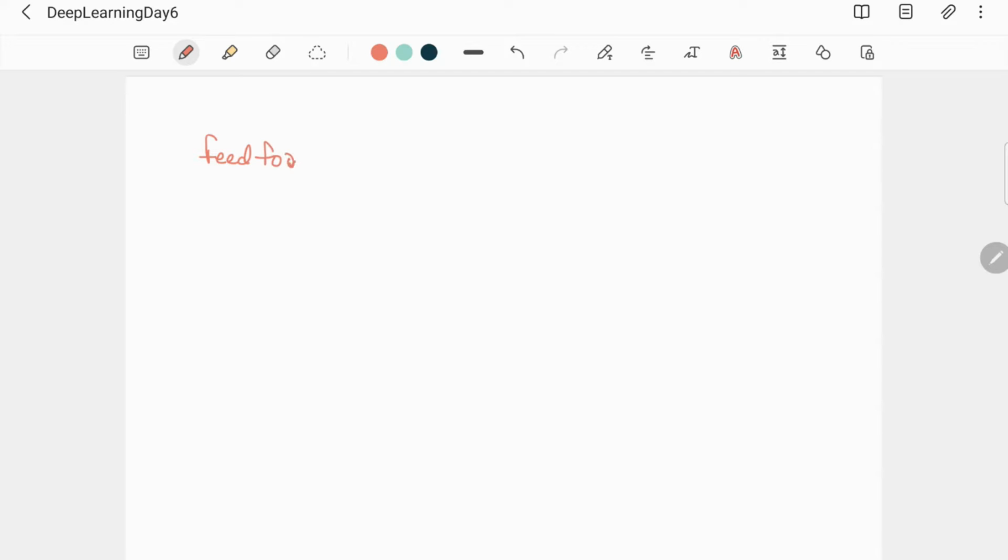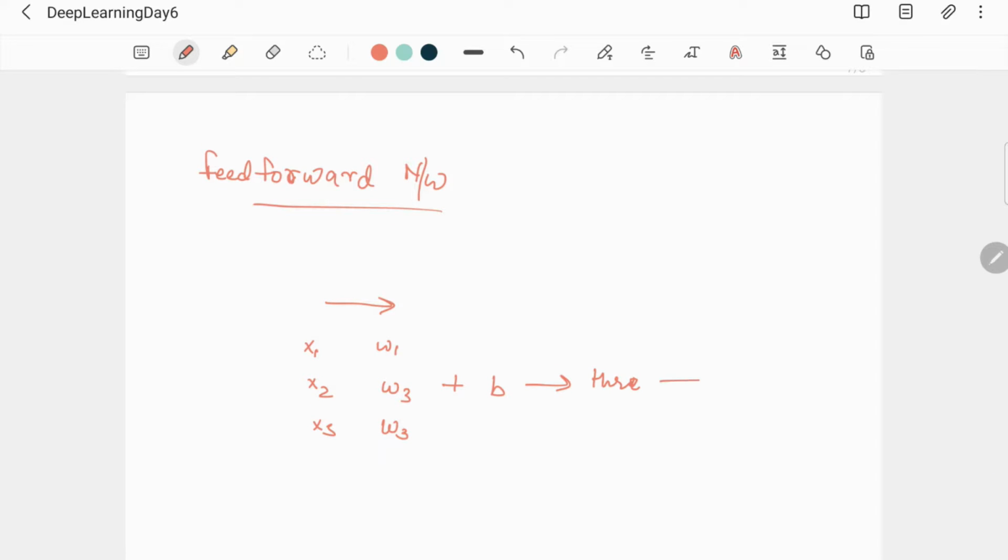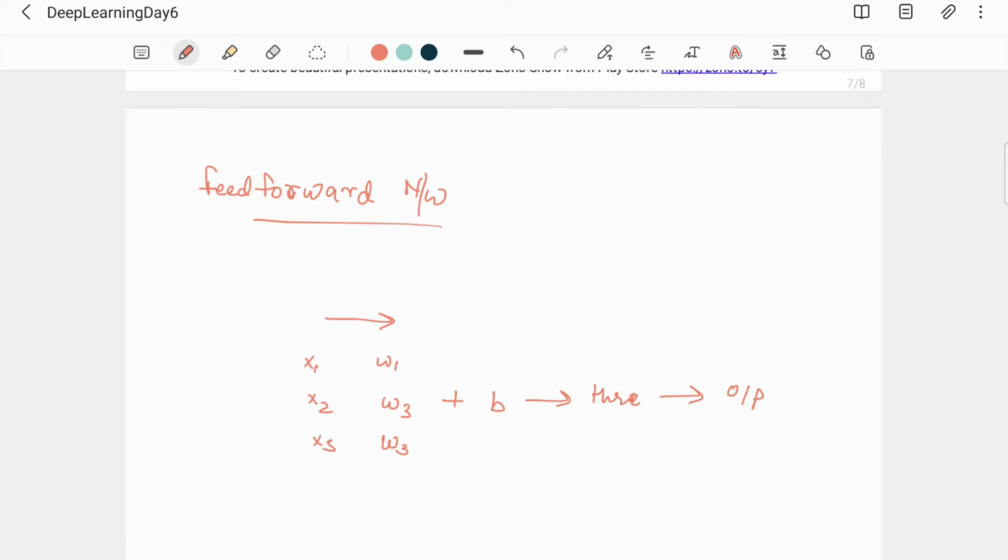When I say feed forward network, it means I am thinking about going in the forward direction. What I am trying to do here is take all the features along with their weights, add the bias, transfer it to the threshold function, and then send it to the output. So basically this output can be right or wrong.